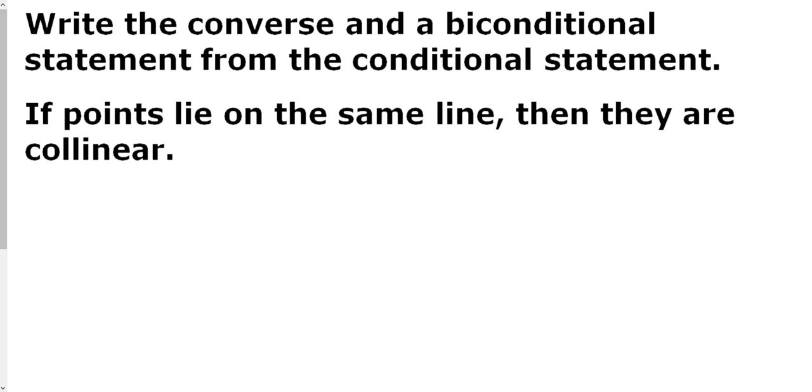Write the converse and biconditional statement from the conditional statement. So the converse of if points lie on the same line, then they are collinear. The converse would say if points are collinear, then they lie on the same line. So I'm simply taking this part, but I replaced they with points.